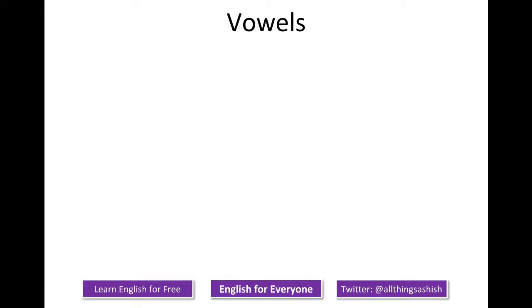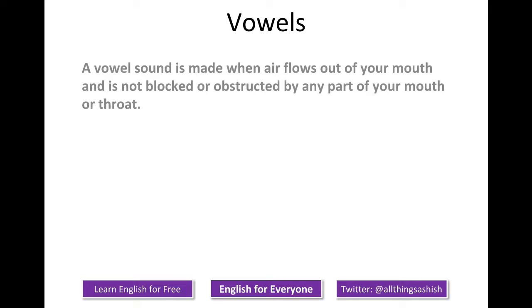So first of all, what's a vowel sound? Now, a vowel sound is made when air flows out of your mouth and is not blocked or obstructed by any part of your mouth or throat. Now let me explain this. When you say something like ooh, you can see that the sound is coming out of your mouth without any restriction. It's just flowing out. There is no obstruction in your mouth. It's freely coming out. When you say ah, again there is no restriction. The sound is being released from your mouth without any obstruction. And same goes for aw.